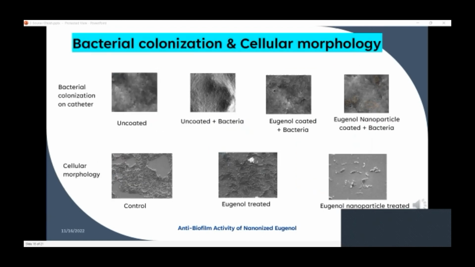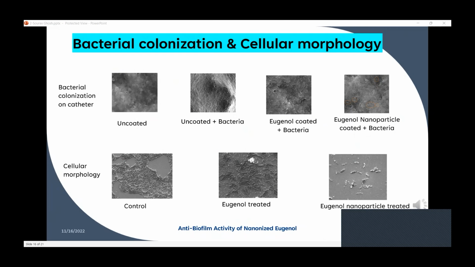To establish eugenol nanoparticle as a coating agent for biomedical devices, bacterial colonization was studied on nanoparticle coated and uncoated catheter. On the uncoated catheter, bacteria form a thick biofilm, whereas on the eugenol coated catheter, a few bacteria were found attached, and on the eugenol nanoparticle coated catheter, a negligible number of bacteria were found attached.